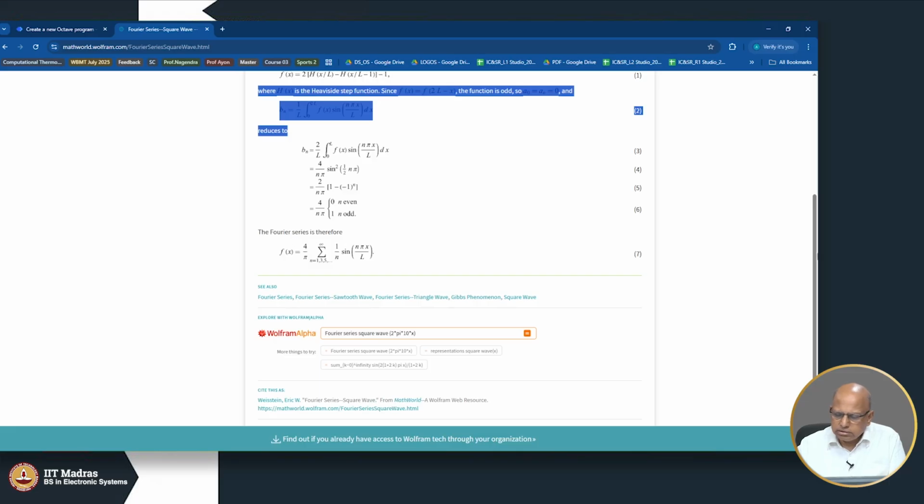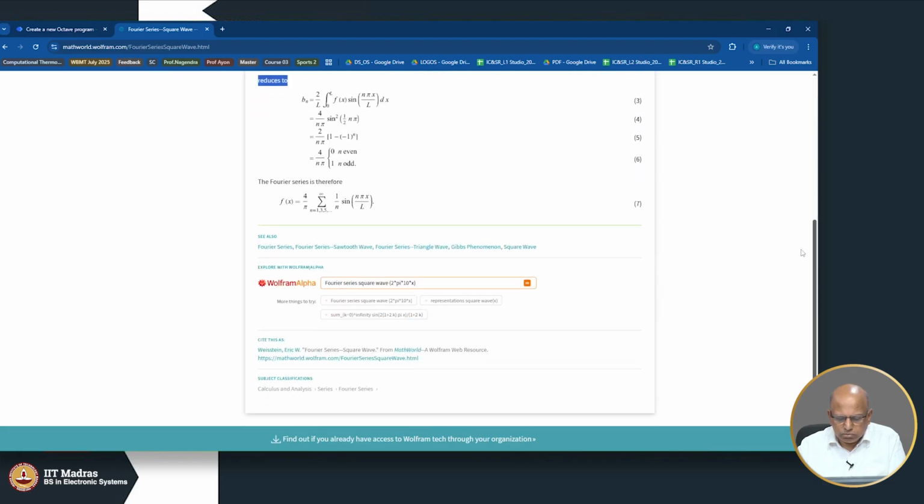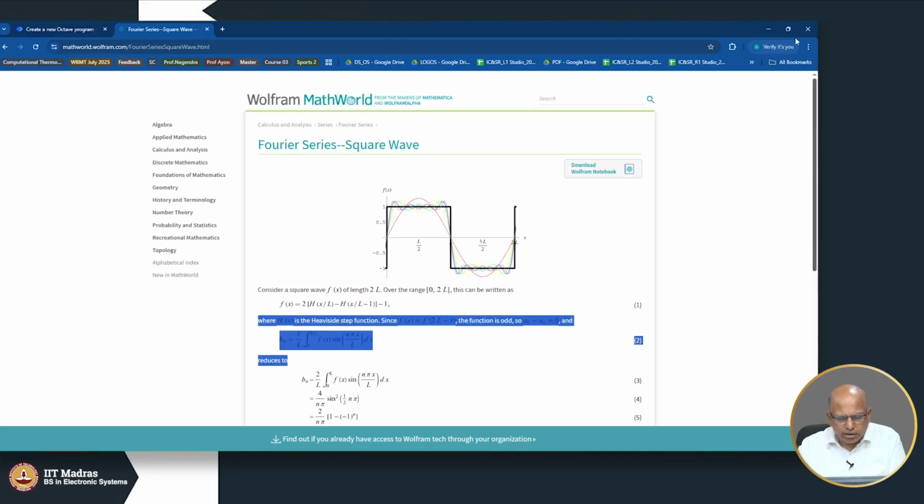So, the Fourier series decomposition of a square waveform is what is shown here. It is 4 by pi of 1 by n sine n pi x by capital L or T, whichever you want to call it. And only the odd harmonics are present, 1, 3, 5. So, in this particular example of a square waveform, only odd harmonics are present. In the same way, you may want to check out a triangular waveform.